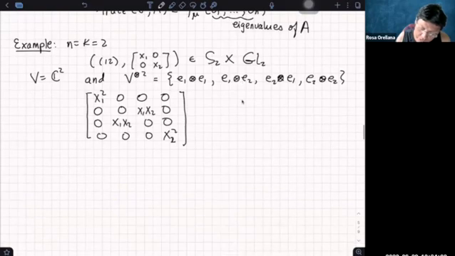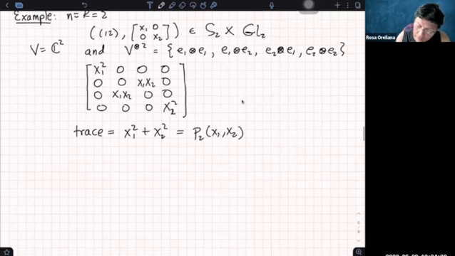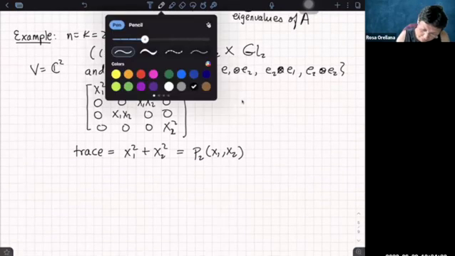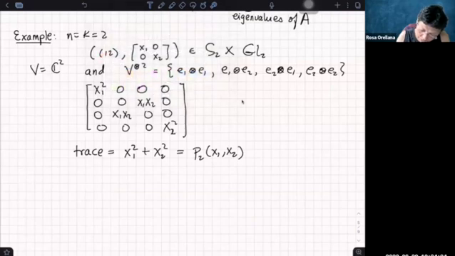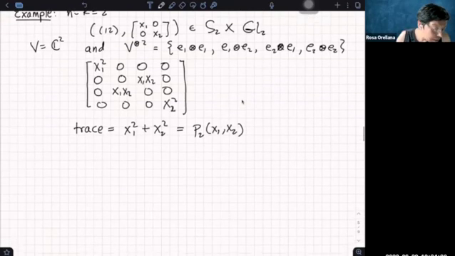So if I compute the trace of this matrix, the trace is equal to x1² + x2², which is p_2(x1, x2). And here the cycle type of this is (2), and the eigenvalues are x1 and x2, as can be seen.